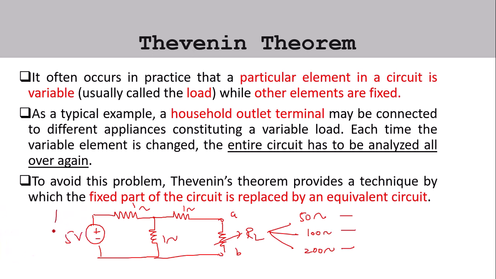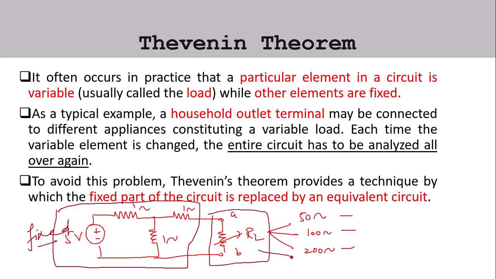One is the value which is here, it is a fixed value, so it is a fixed network, and we are having this part of the network which is variable, right? So that is what is given in the first statement. We will be having a certain kind of network where some part is variable, suppose the load, and some elements are fixed. So in that case we will be using Thevenin theorem.